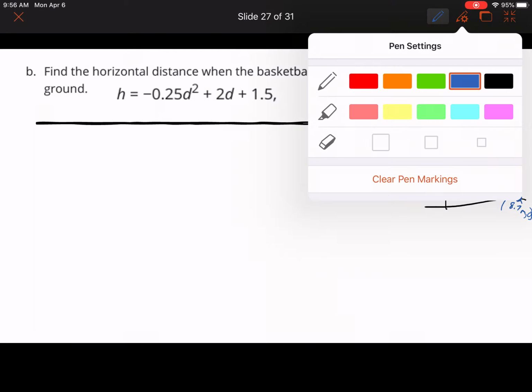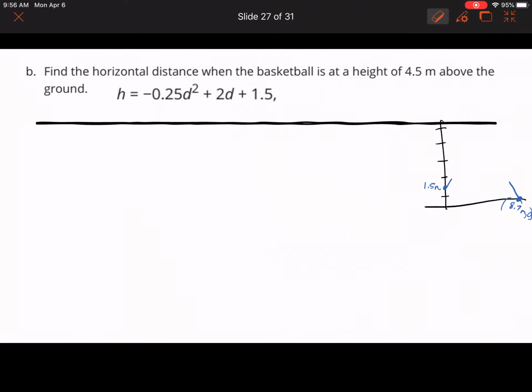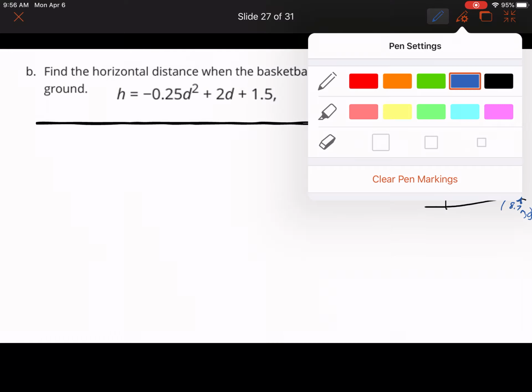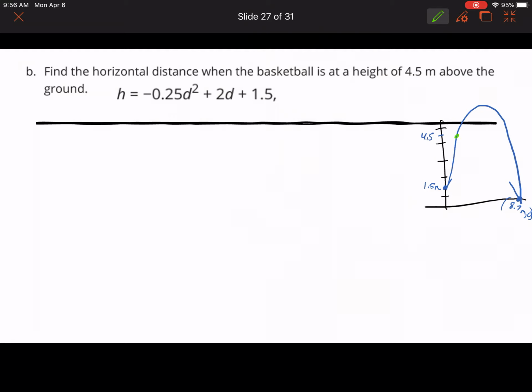Didn't drop that high enough. But it's saying that it's gone up quite a bit and gone down quite a bit. This is quite the air time on his jump shot. So what it's asking for is at 4.5 meters, how high is it? So it's possible that that's the vertex and we've only got one point. So maybe it looks like this.